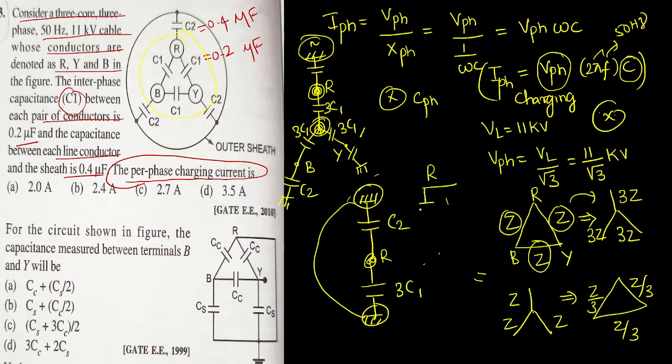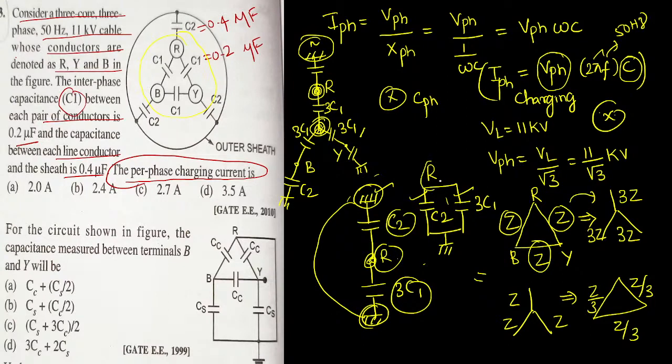From R, this capacitor and this capacitor are both connected in parallel with a neutral common point. There is 3C1 and C2. In between R and neutral we have C2, and in between R and neutral we also have 3C1. So between R and neutral these both are connected in parallel. So the phase to neutral capacitor: I want the per phase capacitor, I don't want the total capacitor.